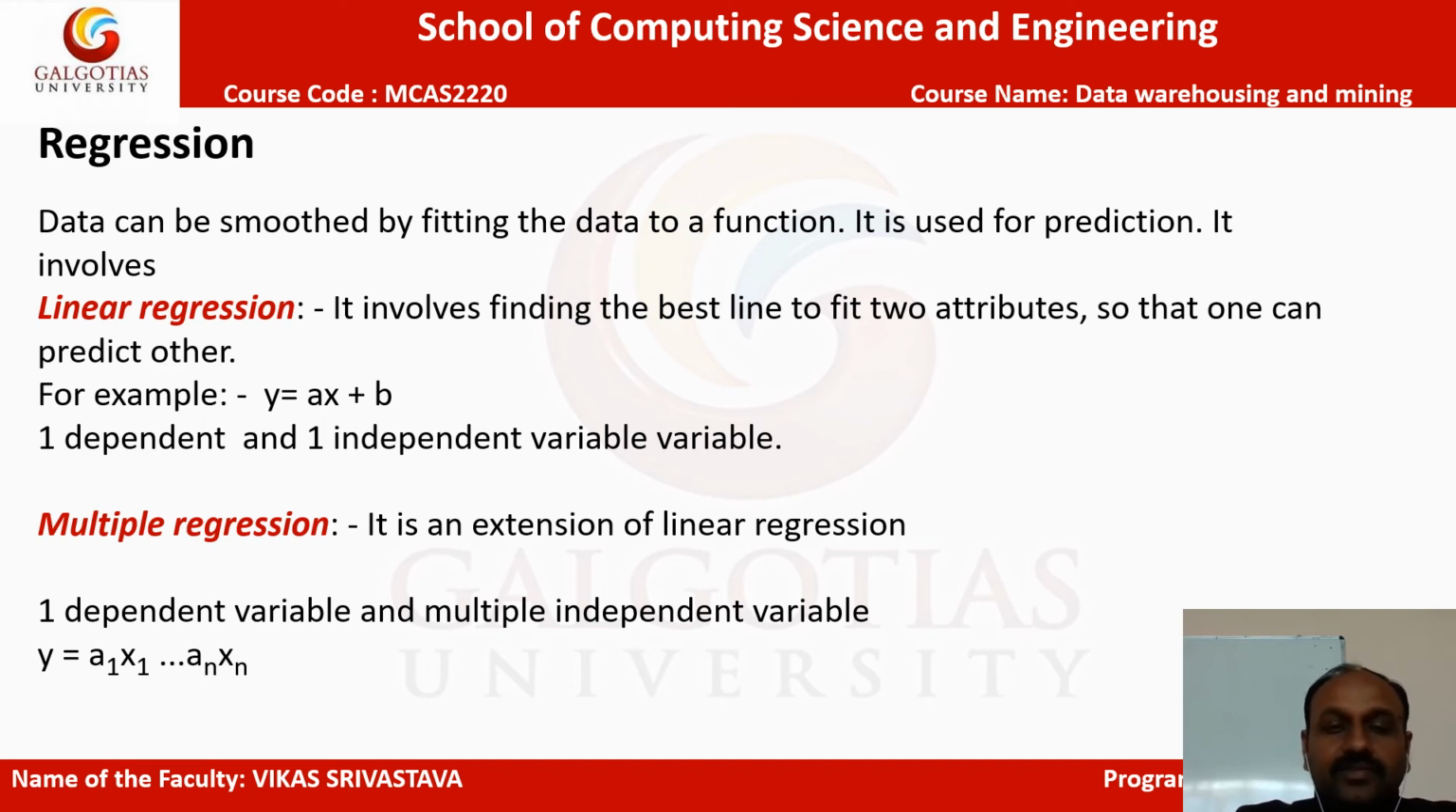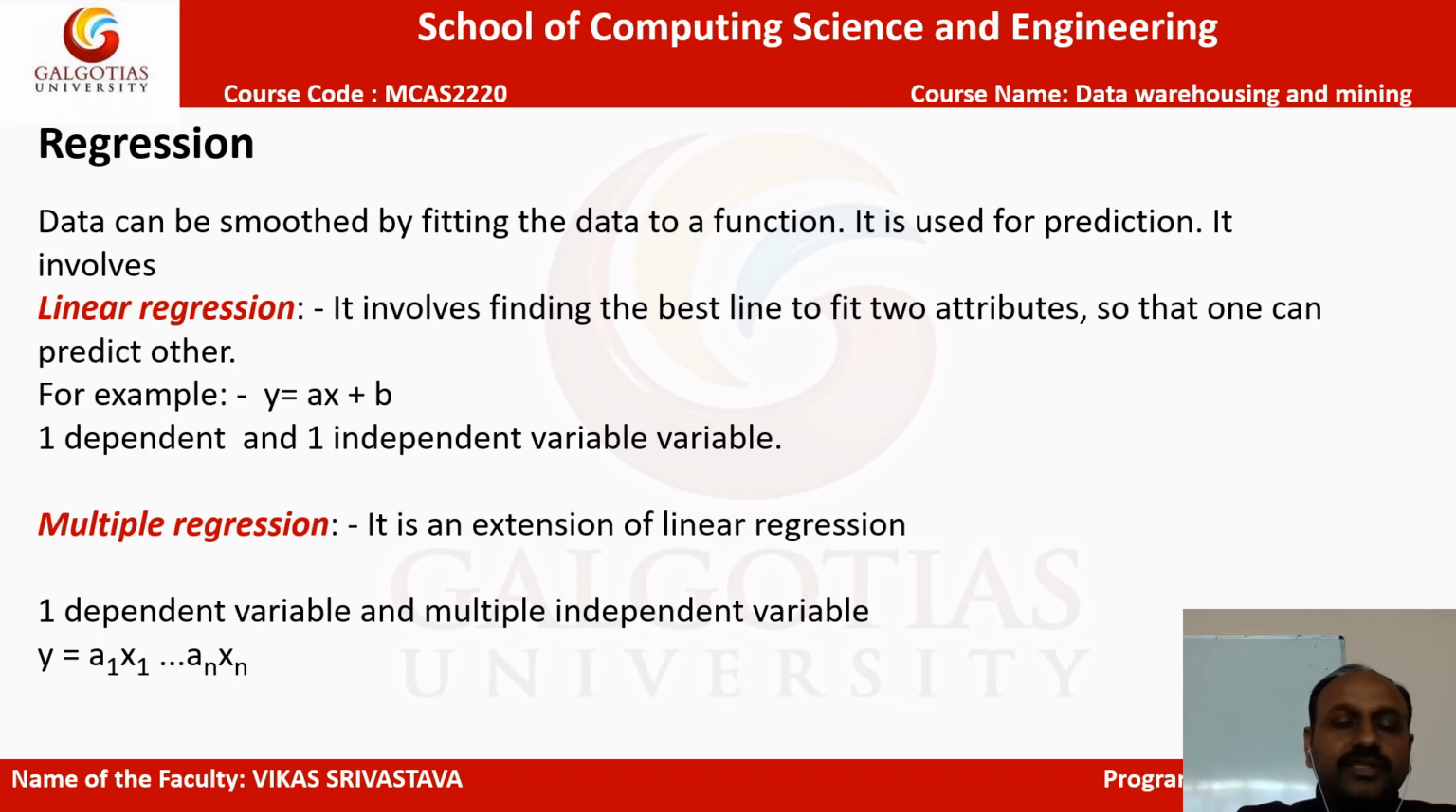Similarly, there is multiple regression. It means you have many independent variables. y is the dependent variable, but you have many independent variables, a1x1 up to anxn. Depending on the equations, you will have relevant data, and on the basis of the dependent values you will be able to draw the graph and make an analysis on the basis of the data sets. This is how exactly regression takes place.